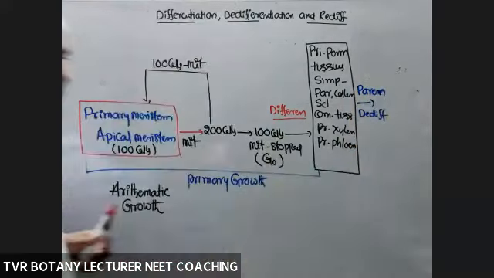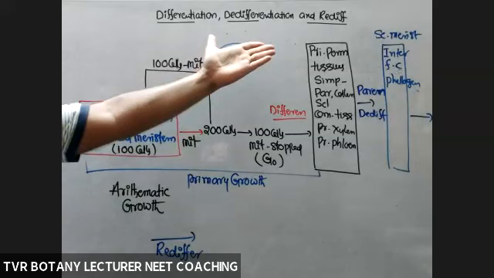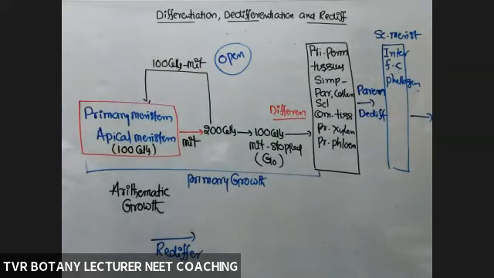Now, next event, here I'm writing: the next event is redifferentiation. Redifferentiation means again loss of cell division, either temporarily or permanently. So redifferentiation leads to what? Here also open form of growth. What is open form? Here basically 100 cells are present. 100 cells convert into 200 cells. Out of 200, 100 are retained and the remaining 100 are open for growth, involved in the formation of permanent tissues.